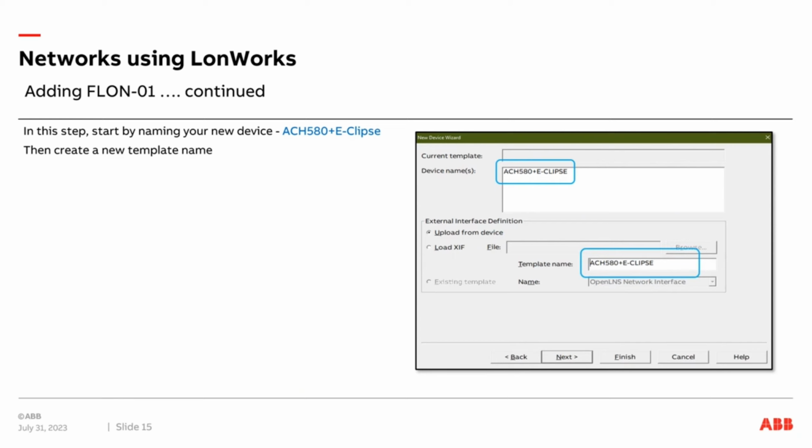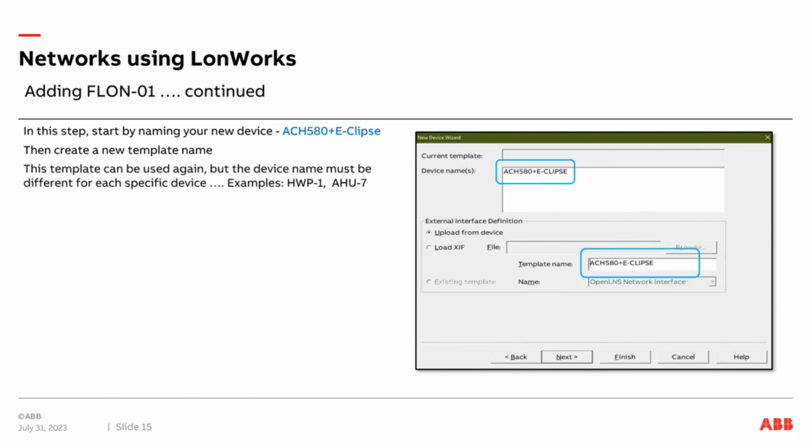And anytime you add this type of a device, you simply select it, which we're not going to be able to show today, and add the appropriate title. In this case, I'm showing you that I'm adding, in place of ACH580, I put in AHU7. And that may be appropriate when you set up the first device. The purpose of the template is to actually give the network a template to use as many times as needed.